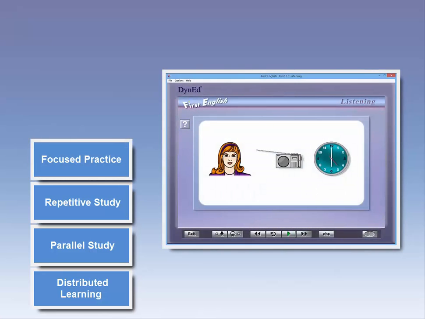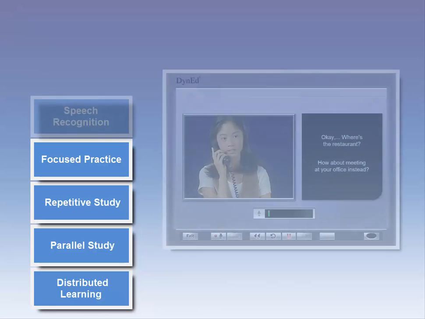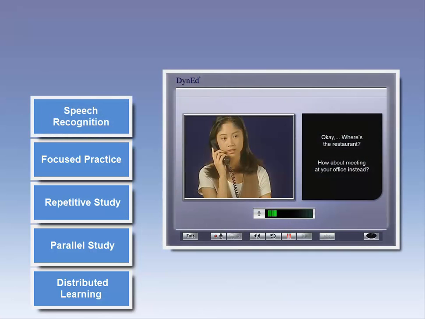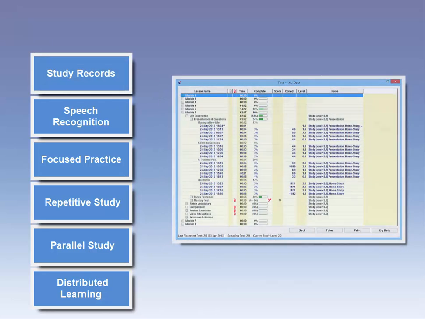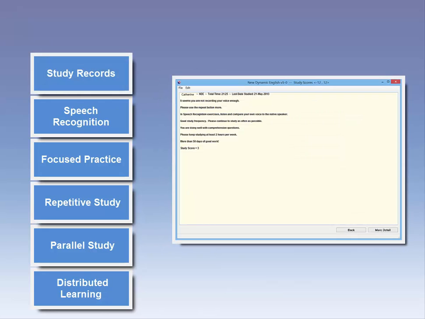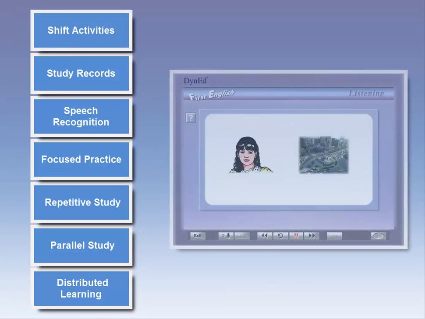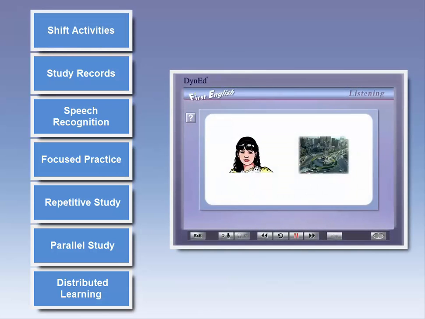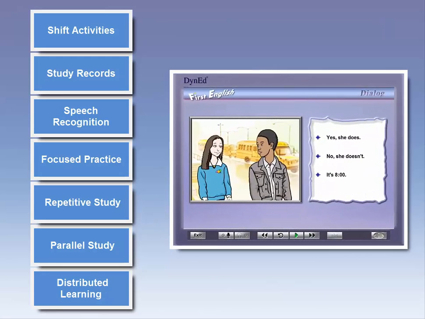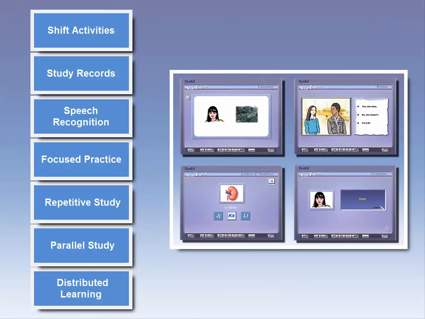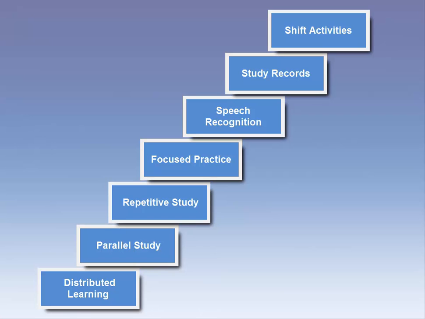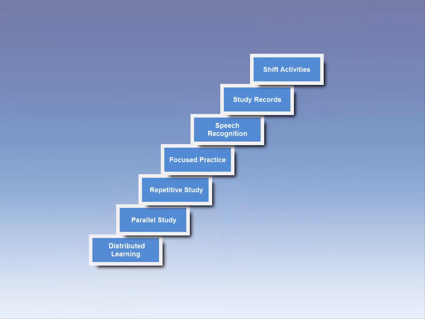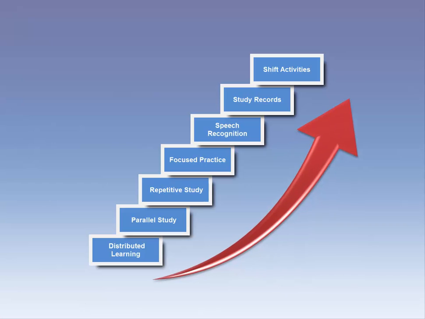4. Don't forget to use DynEd's practice routine. Listen, record, playback, and compare often. 5. When you are ready, use DynEd's speech recognition. 6. Watch your study records and follow your tutor's advice. Finally, it's important to concentrate. Whenever you get bored, switch to another lesson and do a different type of activity. By following these steps, your path to English fluency will be shorter and your hard work will be rewarded faster.